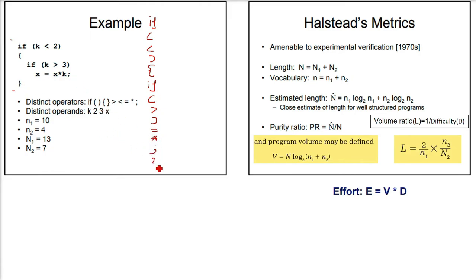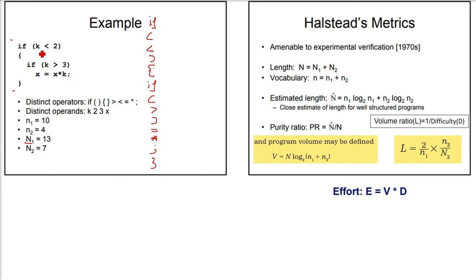Okay. Now you have to count it. How many are there? 1, 2, 3, 4, 5, 6, 7, 8, 9, 10, 11, 12, 13. So this is the 13. These are the total number of operators, and that is the capital N1. Okay. Capital N1 is the total number of operators. Let us go to the operands.